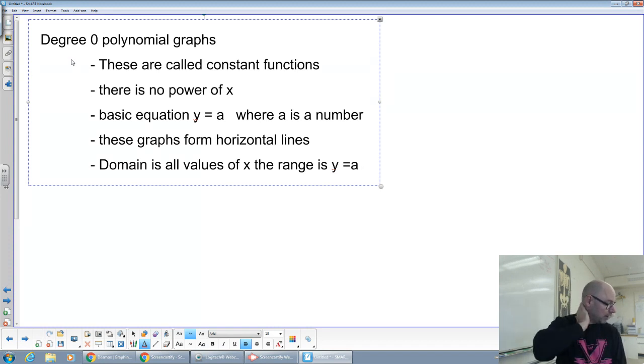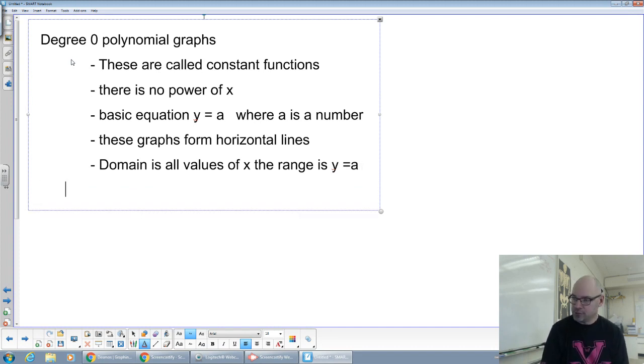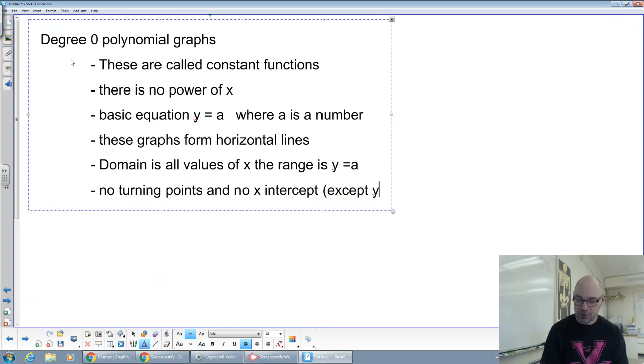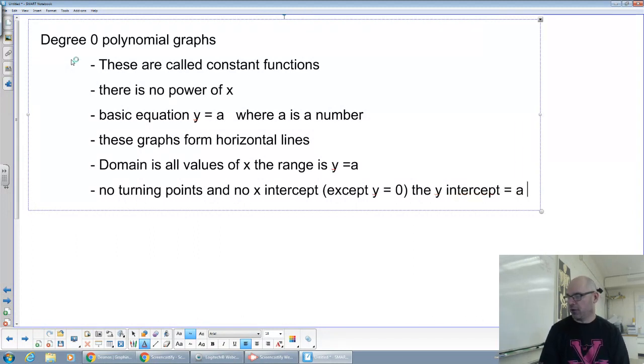Okay. There are no turning points and there's no x-intercept, except if it's y equals 0, then it's right along the x-axis. No turning points. No x-intercept except for y equals 0, which is the x-axis, and the y-intercept is equal to a. Okay, whatever that number a is.